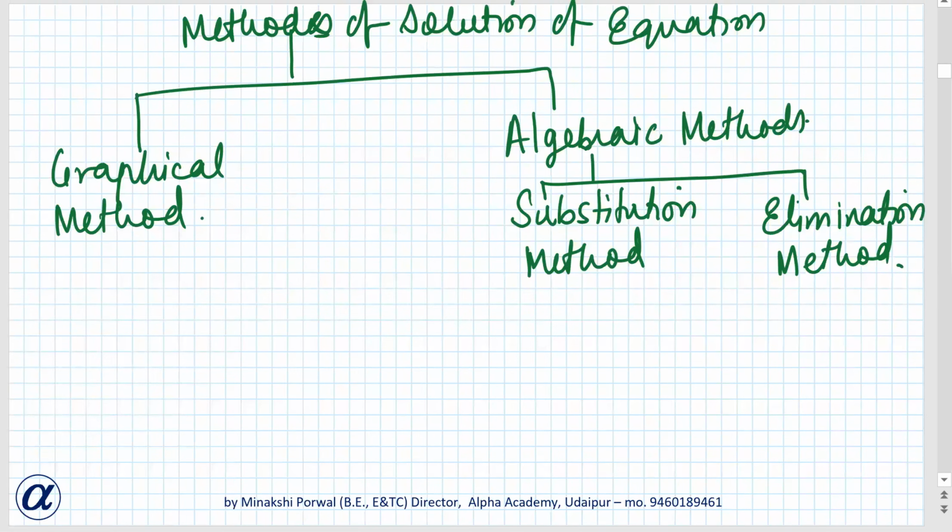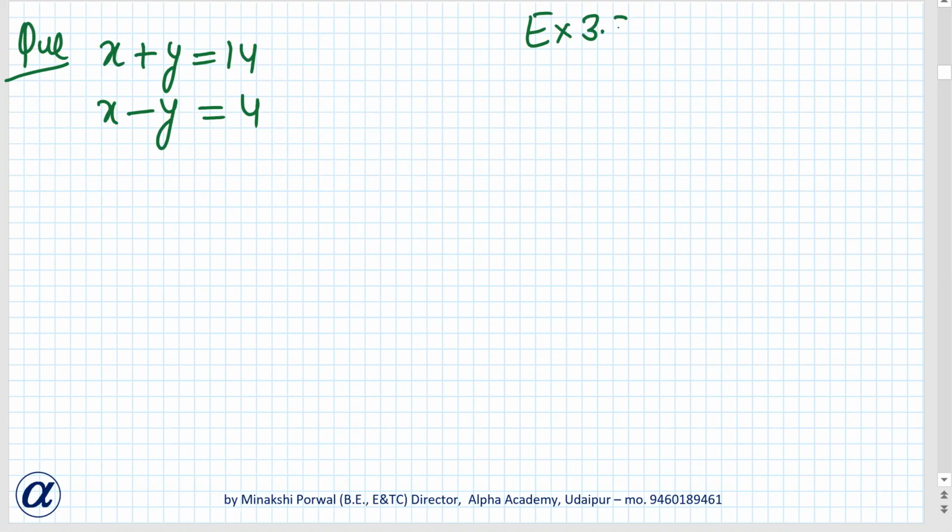Okay, show that slide again. x plus y equals 14, x minus y equals 4. One question we are taking. This is actually Exercise 3.3, question number 1, first part. We are going to do this question by all methods, meaning the graphical method, substitution method and elimination method. First, by the graphical method.